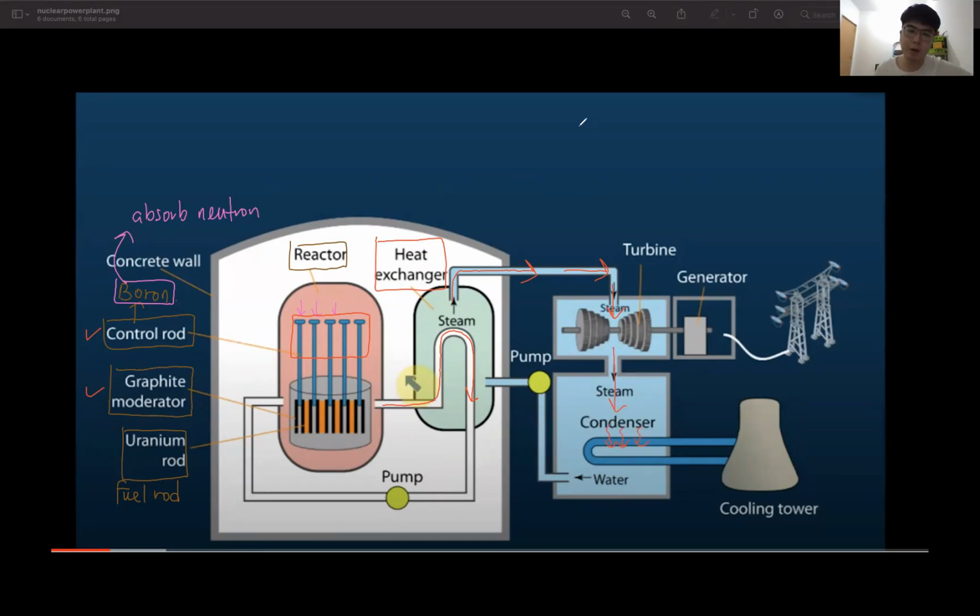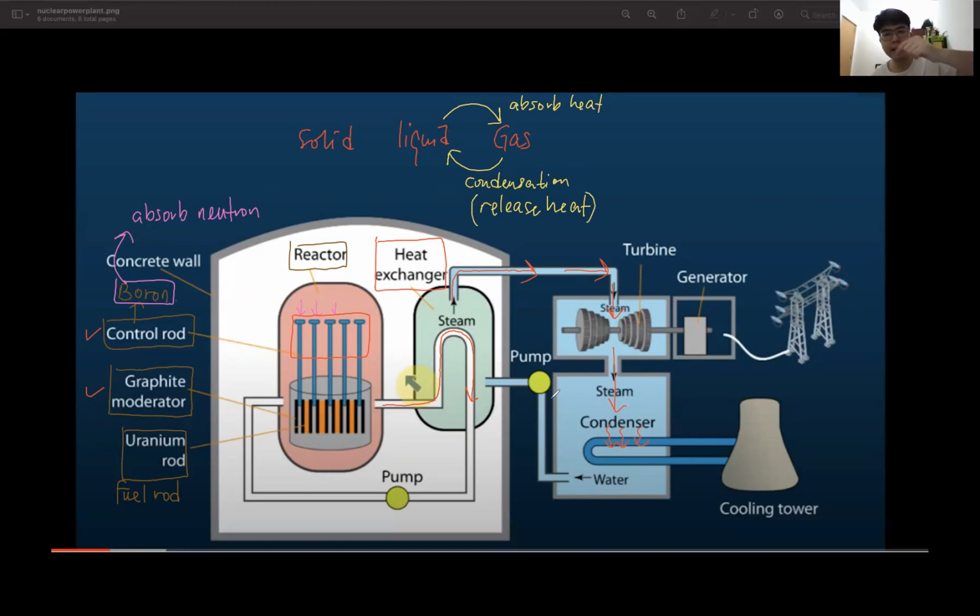Remember, when something condenses, you have gas, liquid, and solid, right? Condensation is when you go from gas to liquid. And what happens in condensation? It releases heat. If you go from liquid to gas, that's boiling or evaporation, and that absorbs heat. So if you go in reverse, that means it is releasing heat. So this hot steam releases heat, and then it condenses back into liquid, and the liquid is passed through the pump and repeats the whole process.